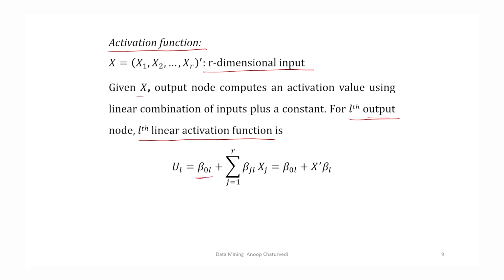So, beta naught l is the bias term, and then you have combined the input variables using the connection weights beta j l. Or in terms of vector notations, you can write it equal to beta naught l plus x transpose beta l, where beta l is the column vector with elements beta 1 l, beta 2 l, so on beta r l.